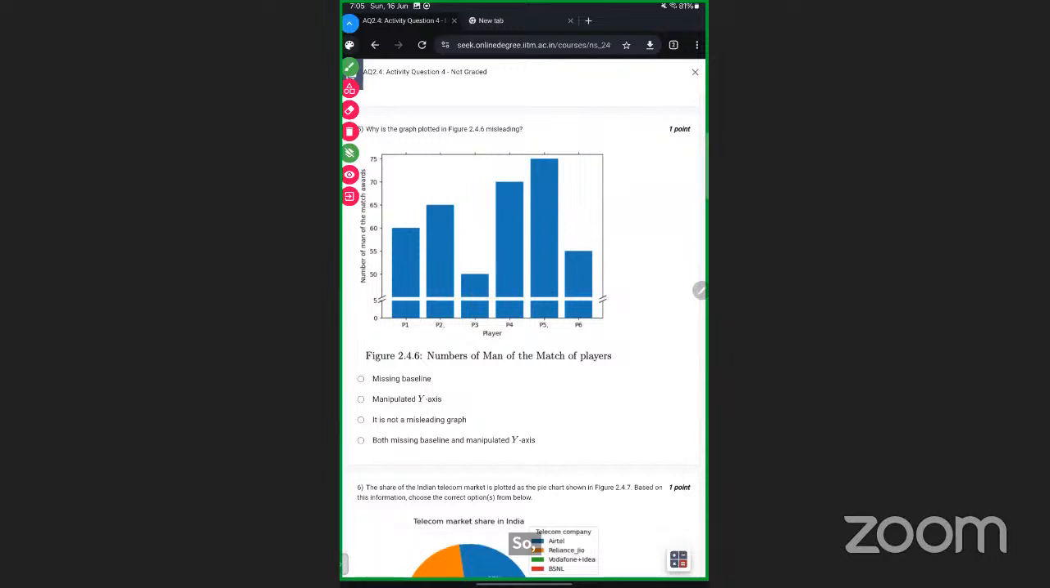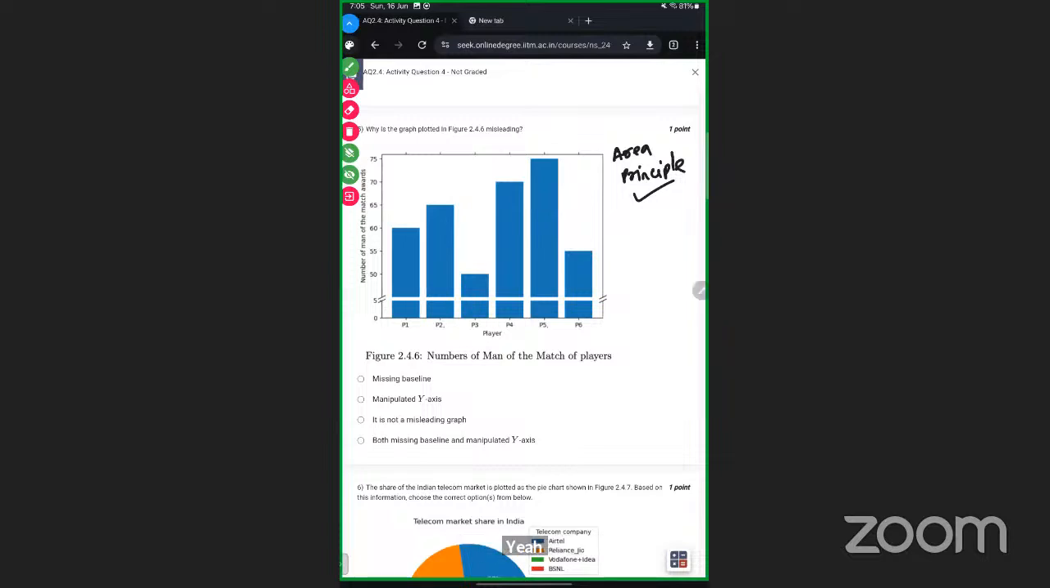Okay, because the graph defines that the graph starts from 5. Yes, if you see only this, then it's misleading. But since they have drawn the baseline at 0, it can't become misleading. Sir, what if we cut the line at 10? Will it be misleading? If we break the y-axis, then it is not misleading.